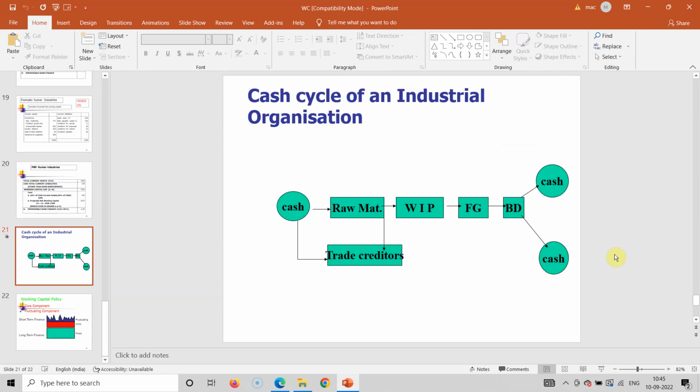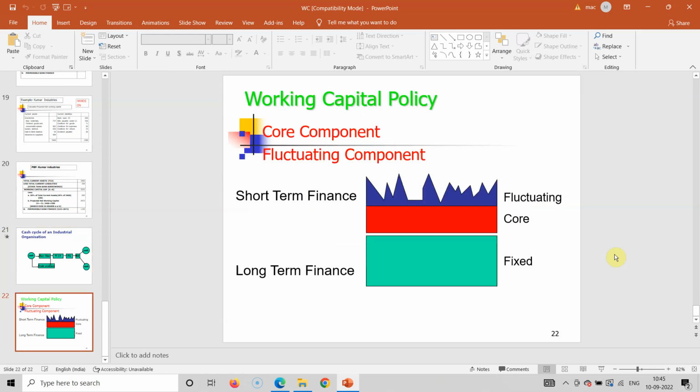Cash cycle of an industrial organization. You put in cash to buy raw material, then you also buy raw material on credit, work in progress, finished goods and bill discounting, cash and cash. So this is a cycle. Working capital policy, Chore Committee: core components and fluctuating components, short-term finance, fluctuating; core and fixed, long-term finance. So this is all about working capital.